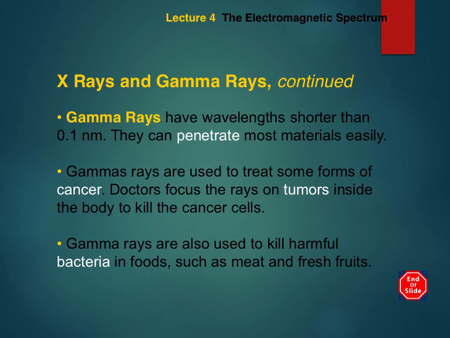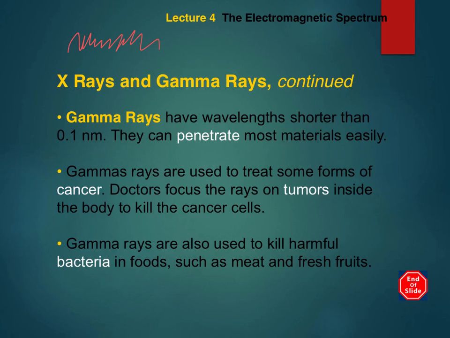Okay, and the last type of electromagnetic energy on the EM spectrum is gamma rays. Gamma rays have the shortest wavelength, so we're talking super tight at the end, and they can penetrate most materials easily. If X-rays can penetrate our skin and our muscles, gamma rays can pretty much go through everything, including bones and most forms of solid matter. Gamma rays are used to treat some forms of cancer, however.